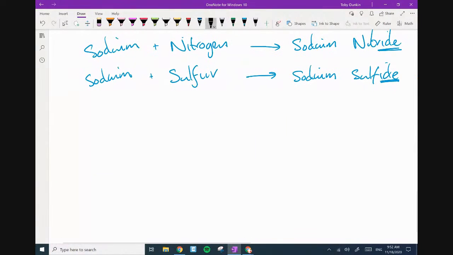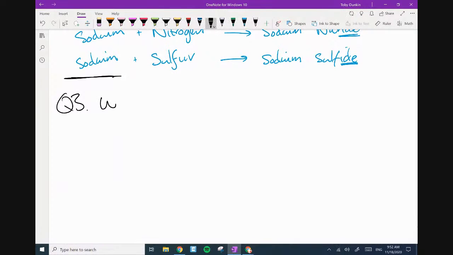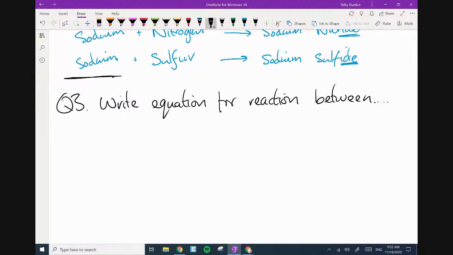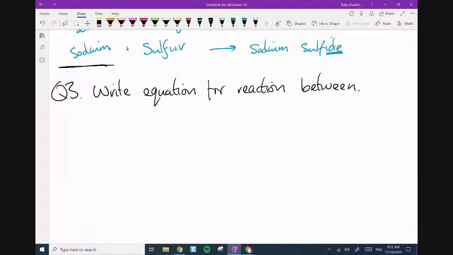Question number 3, of similar level. Let's do write word equation for reaction between. We can do multiple ones of these if we like, but I want to move on as quick as possible. So between, let's do calcium and let's do oxygen. I like oxygen. And the question ends at that point.